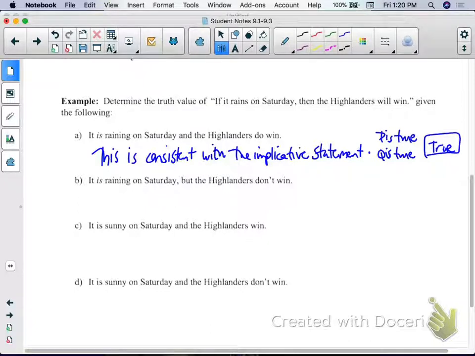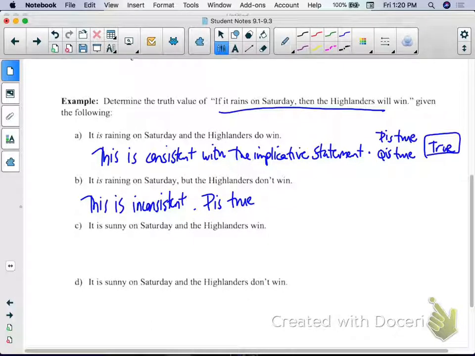Now, what if it is raining on Saturday, but the Highlanders don't win? Well, this is inconsistent, and we'll just kind of shorten that statement to inconsistent. Because according to our statement here, if it rains, then they win. So P is true, but Q is false, so false. And that's really the only scenario where it is going to be false. The other two are going to be true, but we'll talk about why that is.